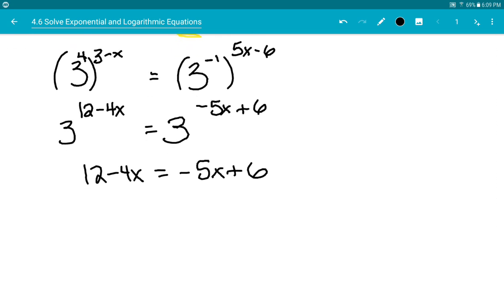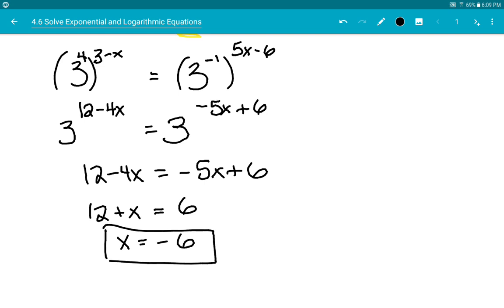So we are going to add 5x. We're going to get 12 plus x equals 6. And subtract 12. We're going to get x equals negative 6. All right, so there we go. There's our solution. x equals negative 6 for the third example.